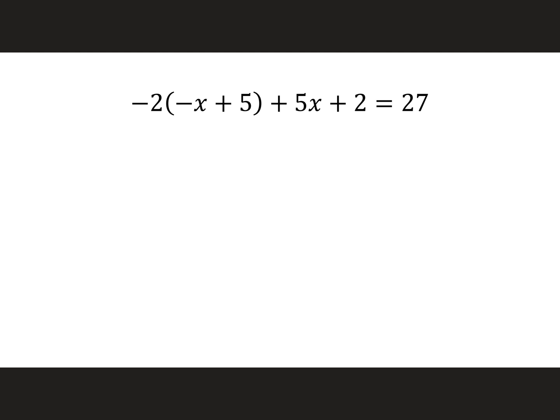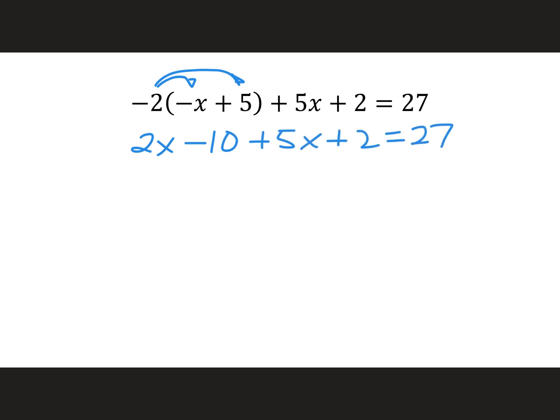All right, here we go. Going to get rid of my parentheses first, so I'm going to distribute this. And I have a positive 2x. I have a negative 10. Do you see how I did that? Plus 5x plus 2 equals 27.